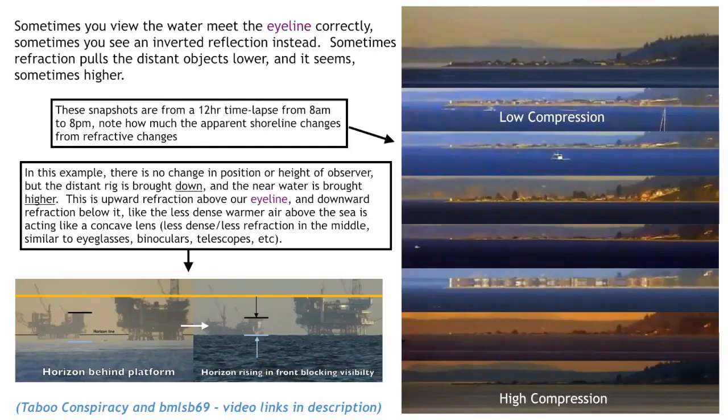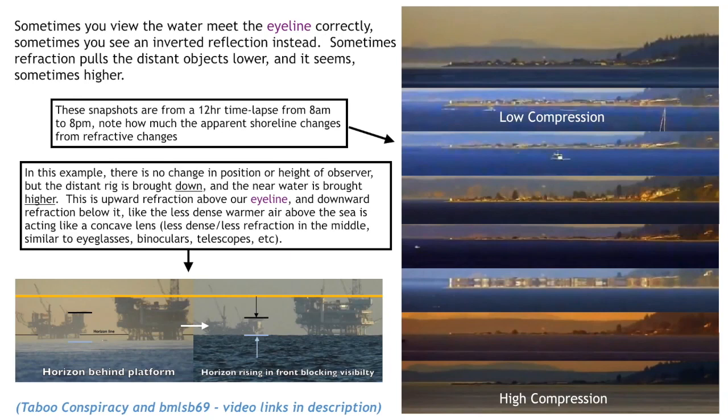So sometimes you view water meet the eye line correctly. Sometimes that water meets it somewhat correct or without a terrible amount of distortion, and sometimes you see an inverted reflection instead. Sometimes refraction pulls the distant objects lower, and sometimes it's higher. You can see there's very low compression of the buildings in one of the views, and you can see a much higher rate of compression. Those buildings are squished together much more in other views. Sometimes there's inversion, sometimes there's not.